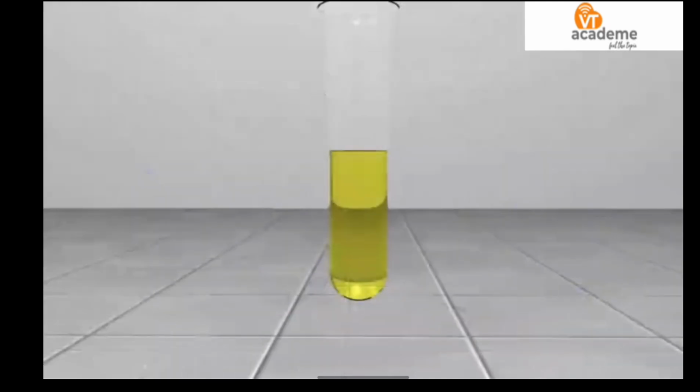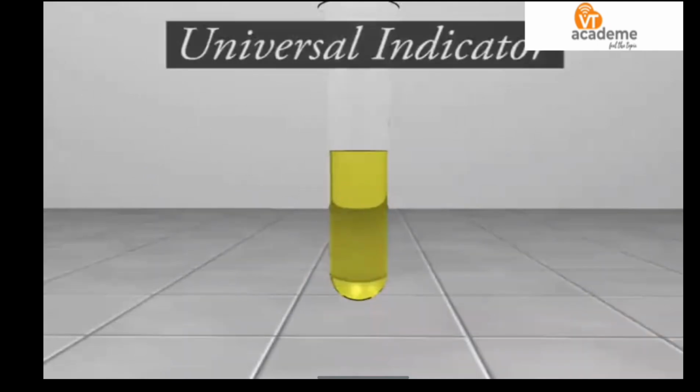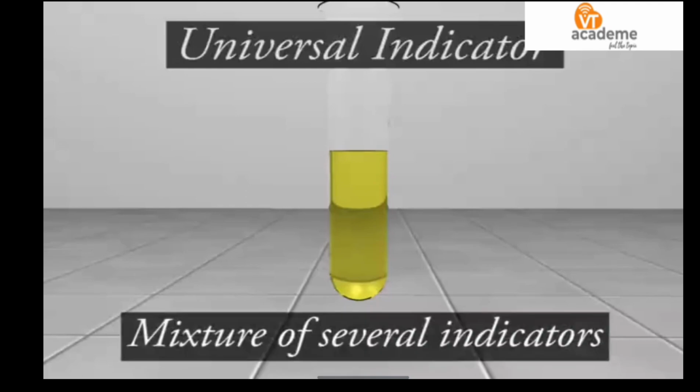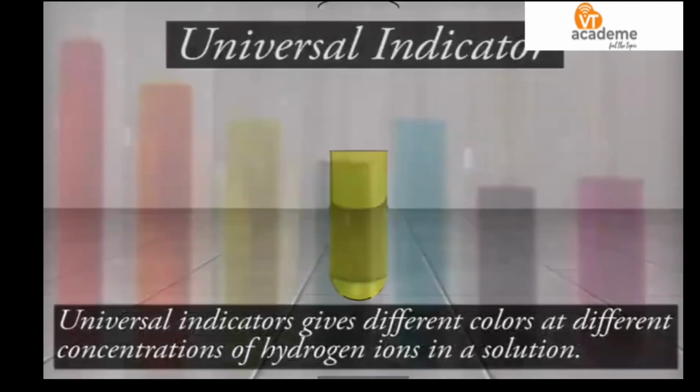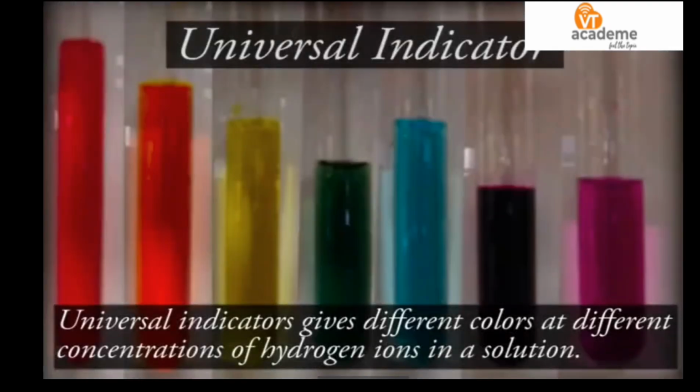To determine how strong a given acid or a base is, we make use of a universal indicator, which is a mixture of several indicators. This universal indicator gives different colors at different concentrations of hydrogen ions in a solution.